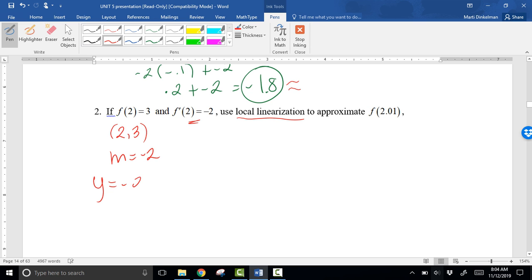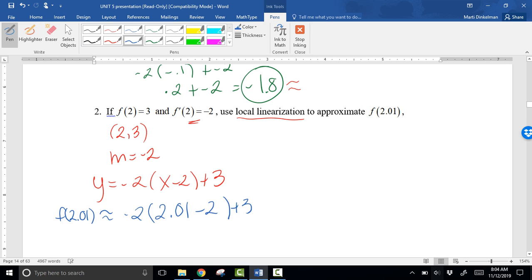So y equals -2 times (x minus the x-coordinate) plus the y-coordinate. And now they want us to plug in 2.01. This is one we can use that approximate symbol on, by the way. So on this side, I'm going to put f of 2.01 is approximately. Okay, so then we have -2 times 0.01 here. And then we have -0.02 plus 3, which is 2.98.